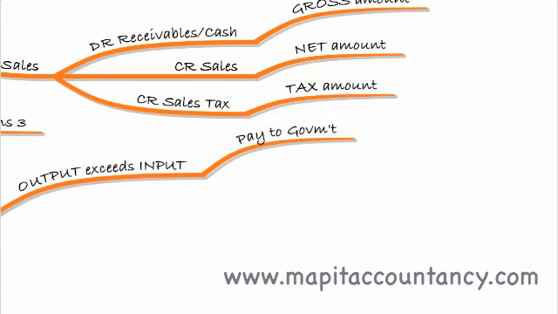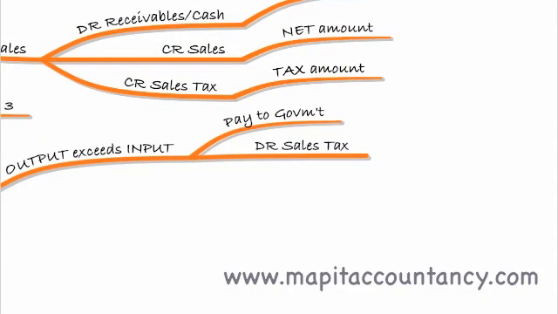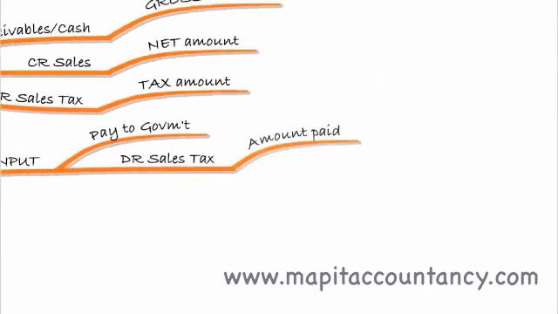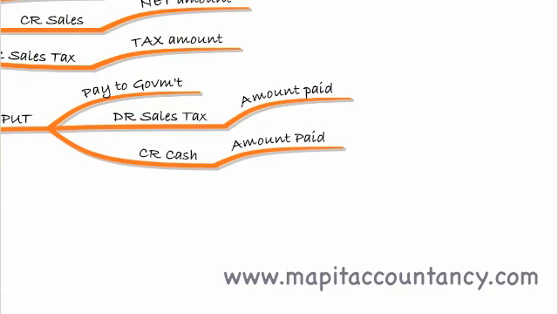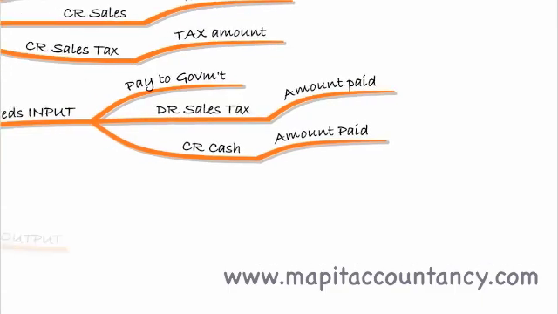Okay, so we pay to the government if our output tax exceeds our input tax. So we debit sales tax with the amount paid, and we credit cash with the amount paid in that instance. So that should balance up the sales amount. The balancing figure will be the amount that we pay to the government.